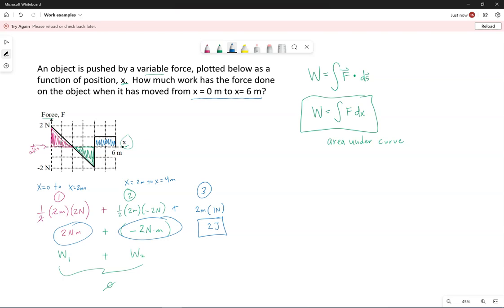So we just need to look in the region designated by those 2 locations. If we have a function, we'll totally integrate. But here with the graph, if we remember it's the area under the curve, that's the easiest way to go.